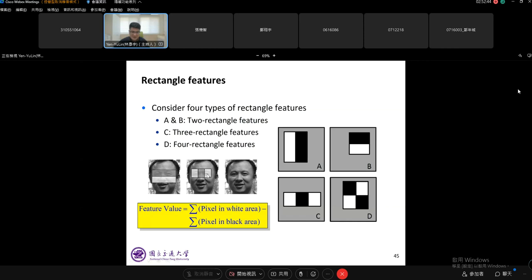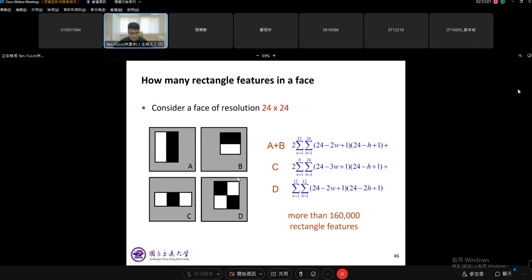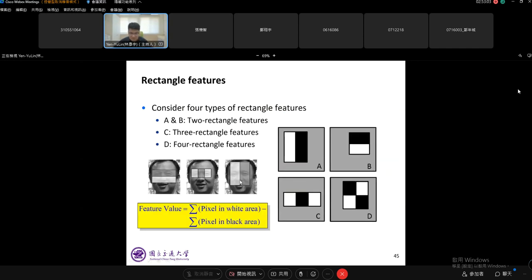Here are the other two examples. They can be used to leverage the intensity distribution in the face pattern and the symmetric property of a human face. This is the meaning of rectangle feature. Is there any question?